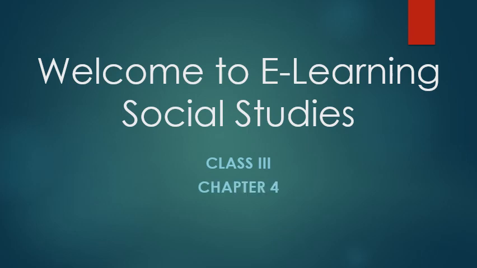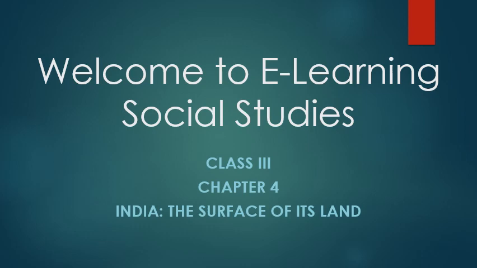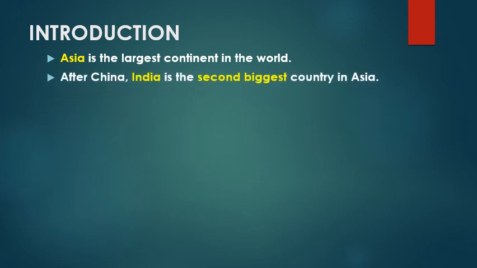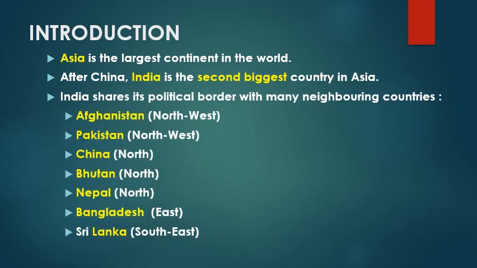Today we'll begin with chapter 4, India, the surface of its land. As I have told you earlier, Asia is the largest continent in the world, and after China, India is the second biggest country in Asia. And now we'll see that India shares its political border with many neighboring countries.